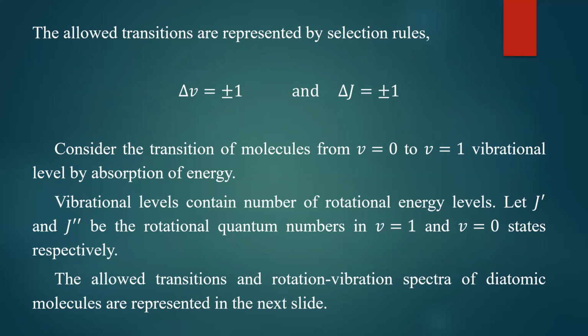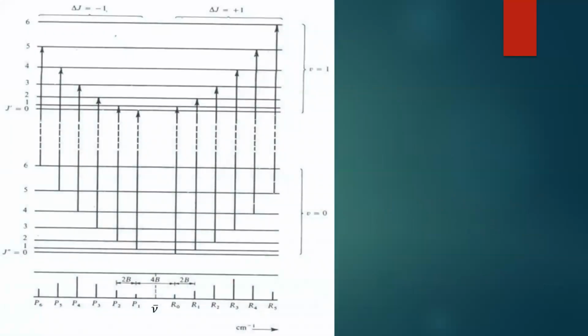Okay, so we'll show the energy levels, and also I will show the allowed transitions and what the rotation-vibration spectra look like. So this figure shows the different energy levels and allowed transitions. These energy levels correspond to the V equal to 0 state and here the V equal to 1 state is there. In the V equal to 0 state, you can observe a number of rotational energy levels and you know that the rotational energy levels are not equally spaced. They have increasing separation.